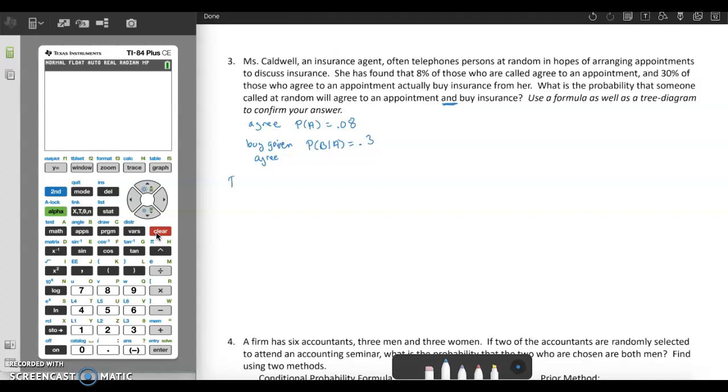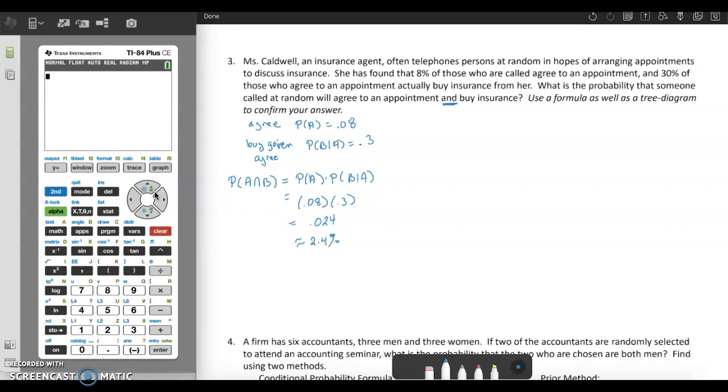And we're asked to find the probability that someone agrees and buys the insurance. So from our formula, we know that this is supposed to be equal to the probability of A times the probability of B given A. So we're supposed to be able to just multiply these two numbers together to get our answer. So let's see, what's 0.08 times 0.3? That is 0.024 or 2.4%.